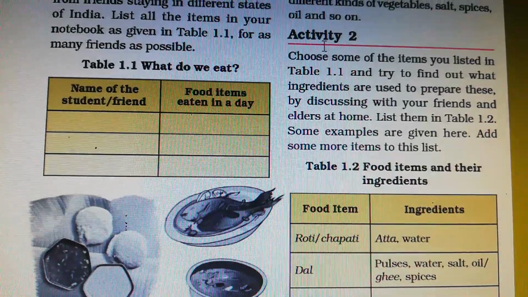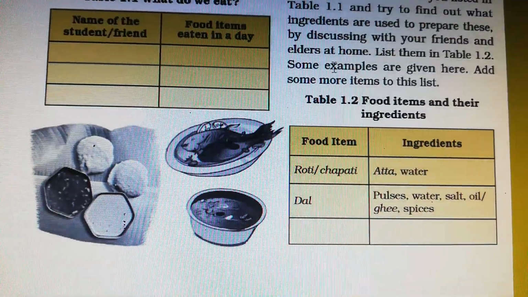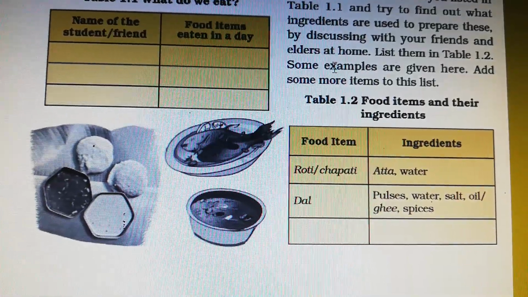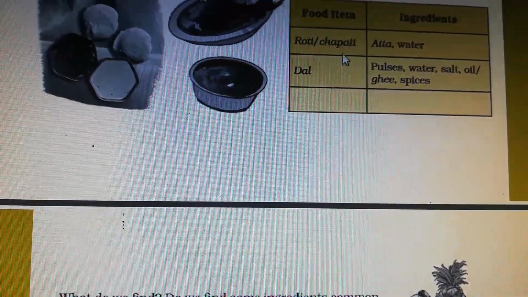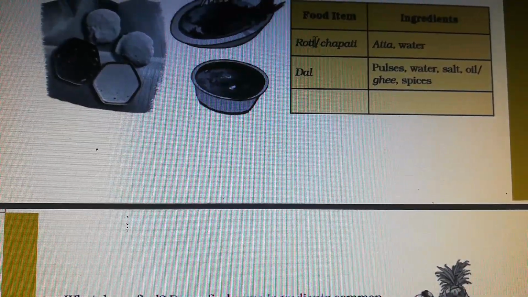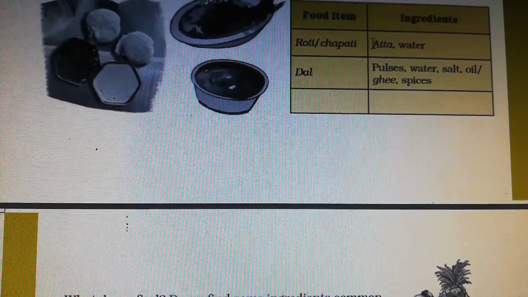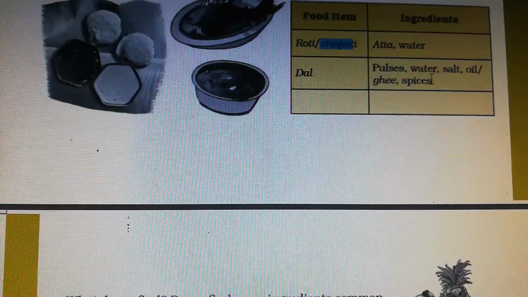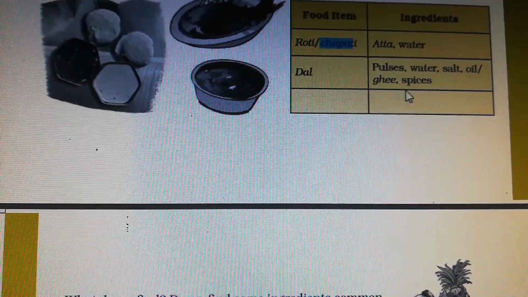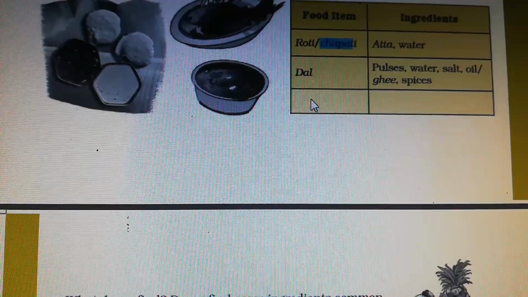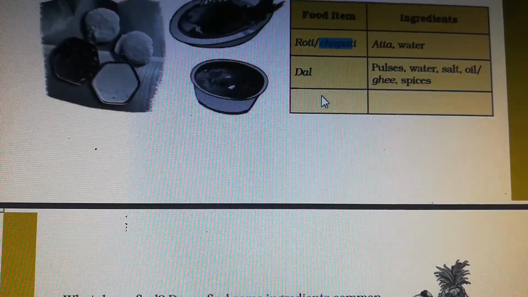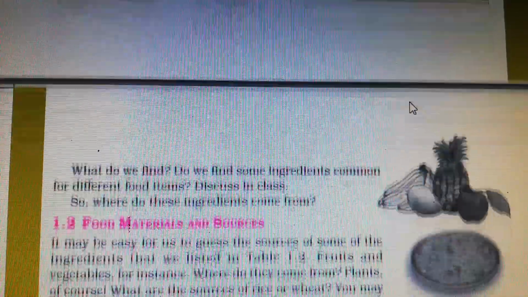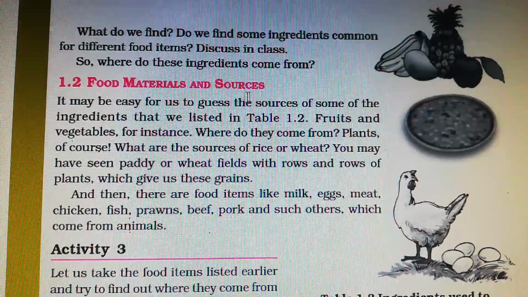Next is Activity 2. In this activity, you have to choose any item and then write its respective ingredients. For example, 2 of them are done for you. For making roti or chapati, you need 2 ingredients, atta and water. And for making dal, you need pulses, water, salt, oil, ghee, spices and so on. Like that, you can also fill in one of the food items and write the ingredients of that particular food item.